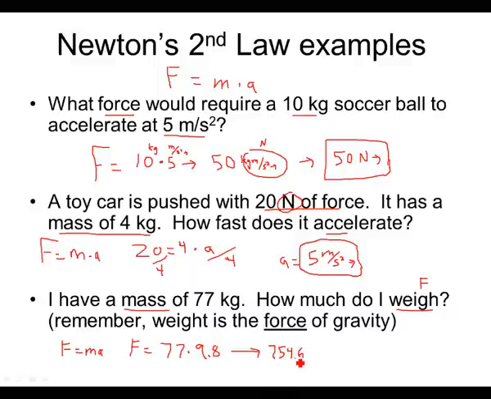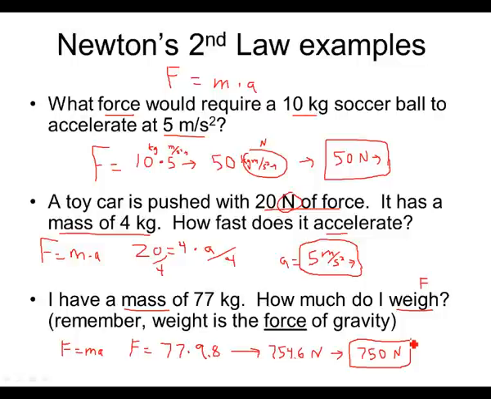754.6 newtons. Remember, weight was in newtons because I was in kilograms and meters per second squared. I need to do my significant digits. 77 has 2, 9.8 has 2, so my answer can have 2. So 754.6 would round to 750 newtons. Okay, so I weigh 750 newtons. Okay. We're going to be doing a lot more examples of these in class. So don't worry, you're going to get lots and lots and lots of practice with this.